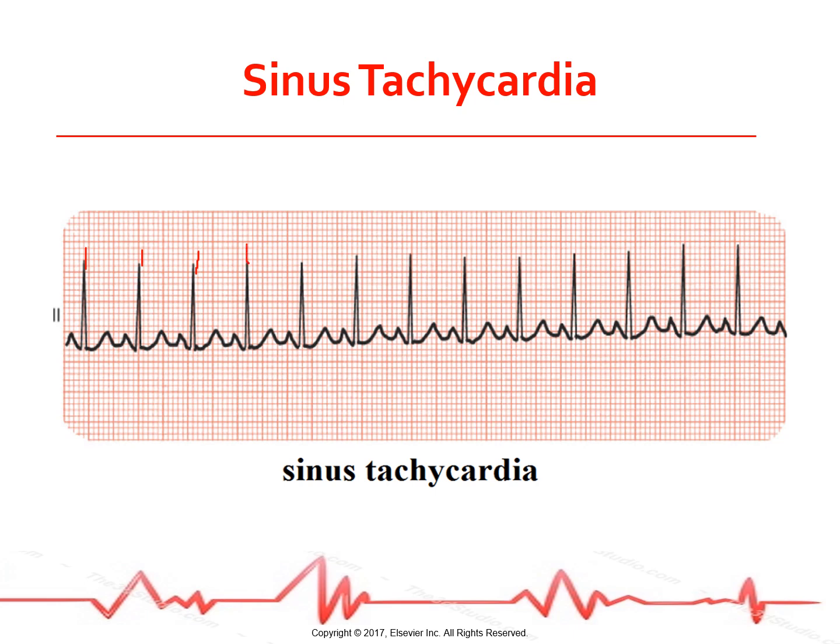There's a P wave preceding every QRS. The P wave is monomorphic, it's upright. If we were to measure our PR interval, it would be 0.12 to 0.20 seconds. Our QRS is narrow, it's less than 0.12 seconds. And our rate looks like it's about 130.